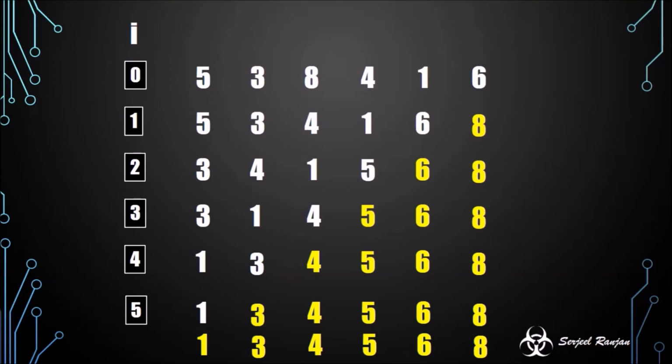So the trick for that is we will have to maintain a variable flag. Now what this flag will do is check if at least one swap was done or not. If you traverse this array, there will be no swapping required because all of them are in correct order: 1 3 4 5 6 8.